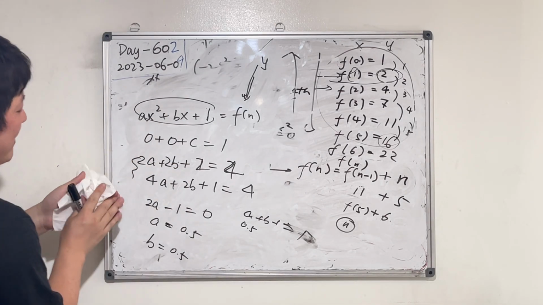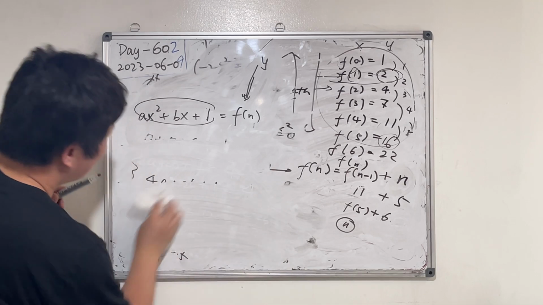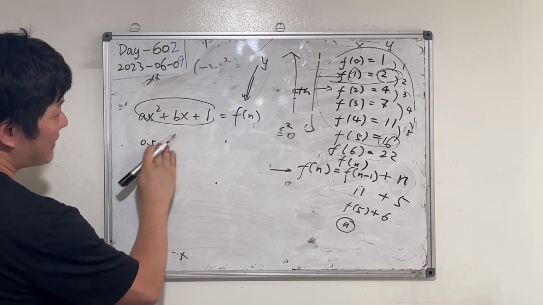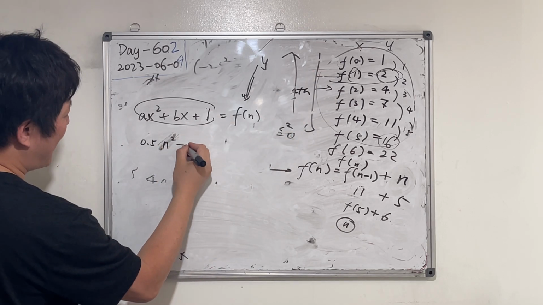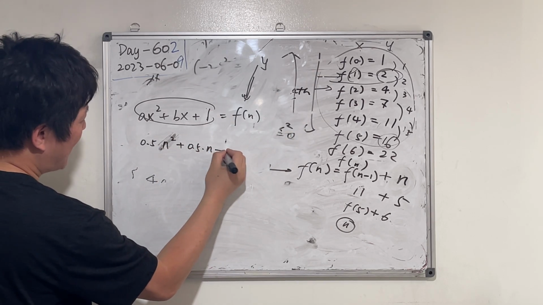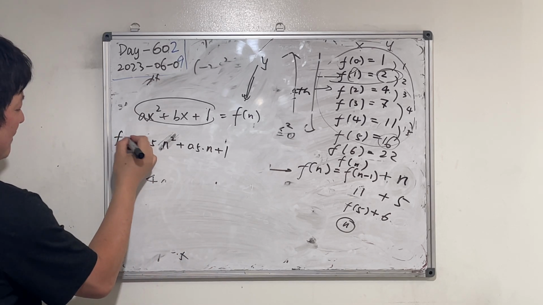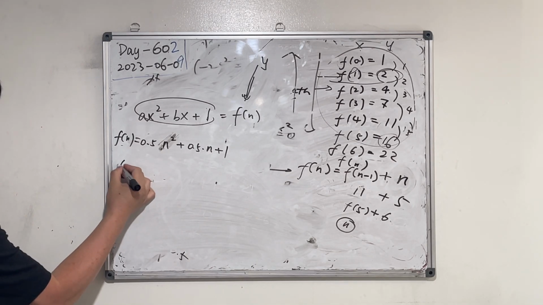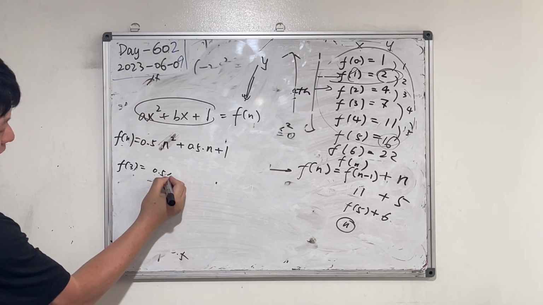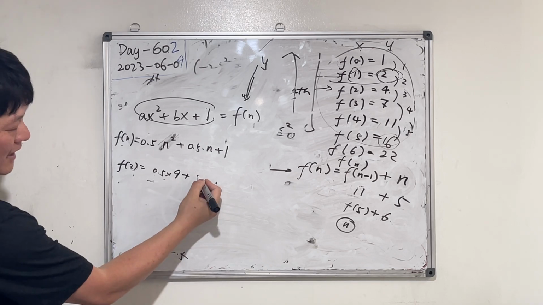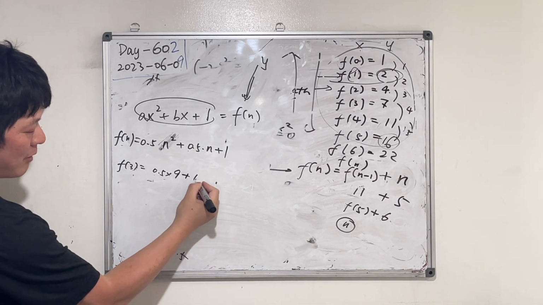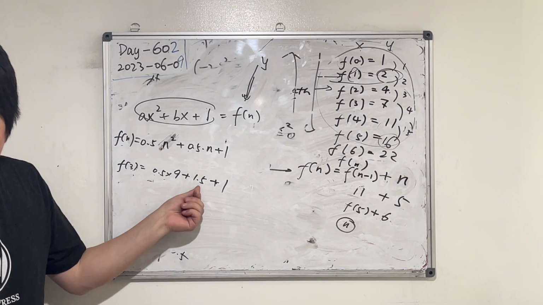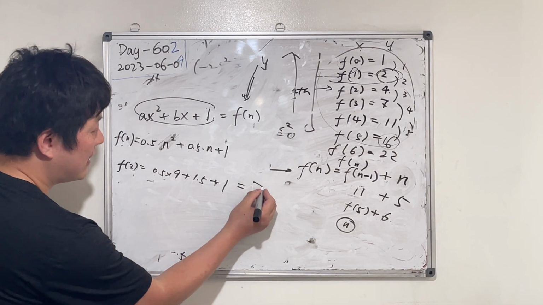Okay, so what's the equation? So what are we looking for here? The equation is 0.5 times x squared, okay, x is n, right? 0.5 times n squared plus 0.5 times n plus 1. This is Fn. Can we verify? When n is 3, F3 equals 0.5 times 3 times 3, 9, plus 0.5 times 3, 1.5, plus 1. What's the answer? 4.5 plus 1.5, 6, plus 1 equals 7.